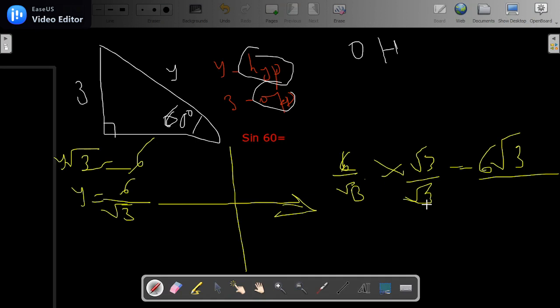Then what do we do? 6 root 3 over 9 gives us 3. Then this can be divided by this. Then 3 and 6, we get 2. We get 2 root 3. Absolutely, we definitely have gotten our answer.